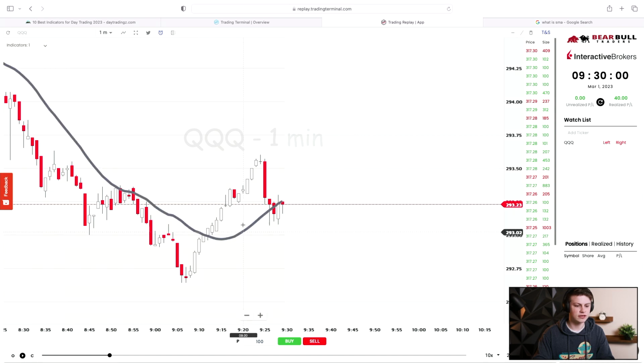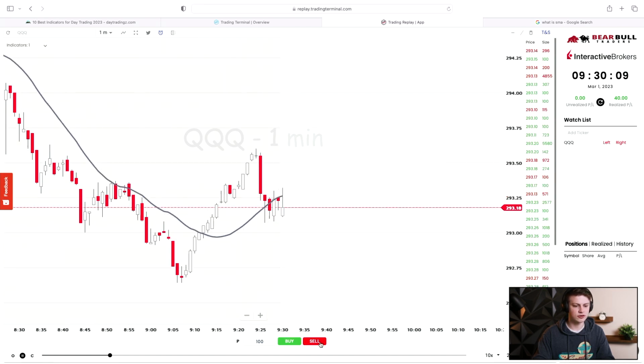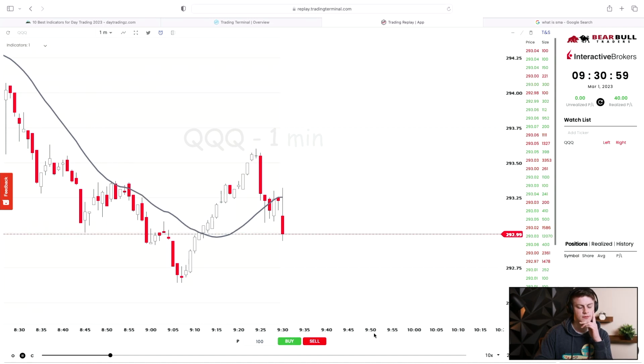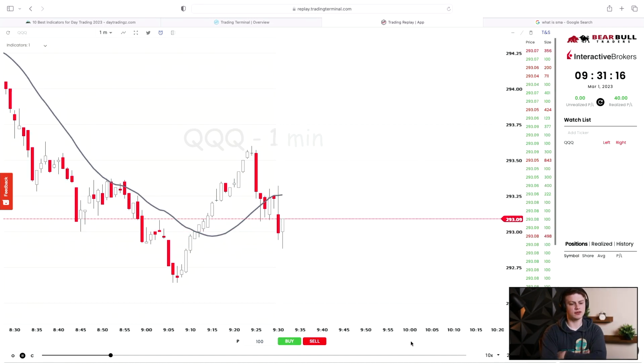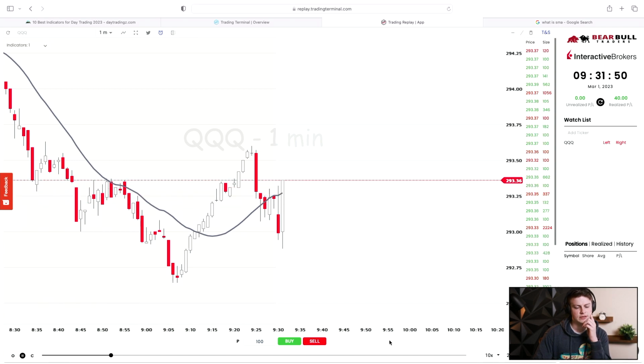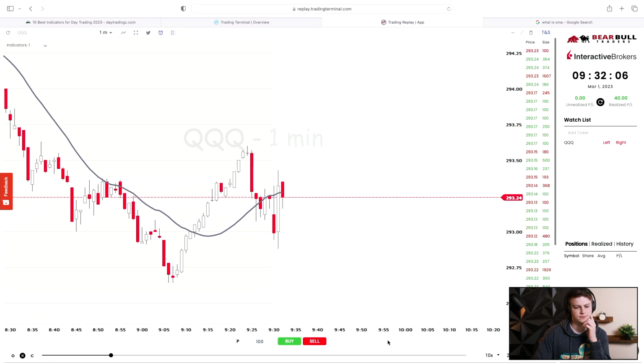Let's go. Here's the moving average. Here's the stock. Let's see what direction it goes. We're at 10x. All right, immediately going down. We can't tell too much of what's going to happen right now. Actually, let me replay this.